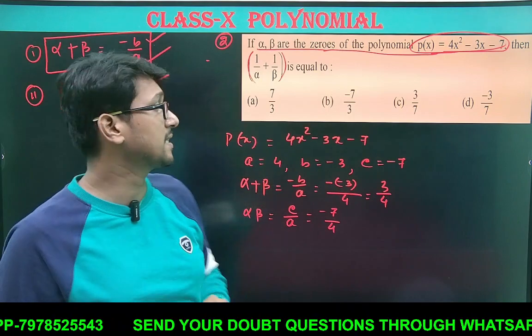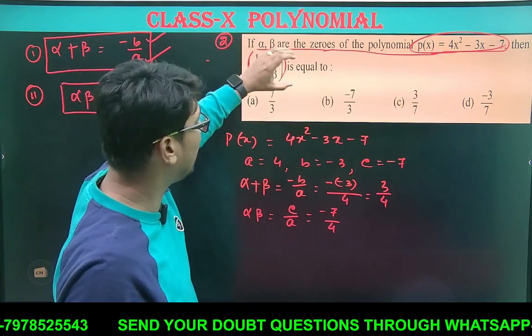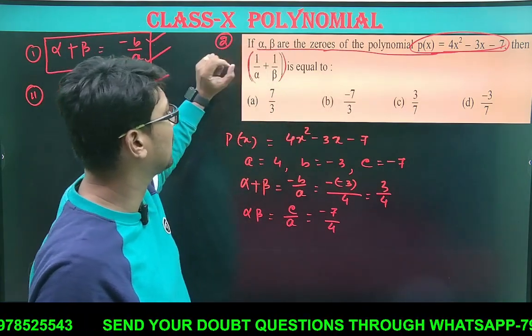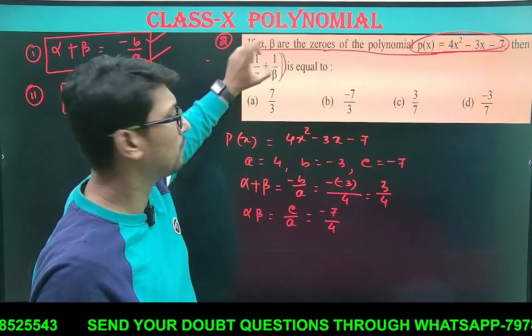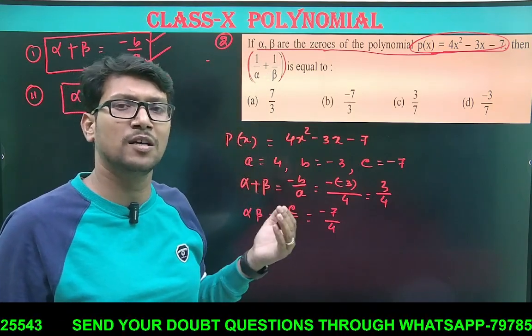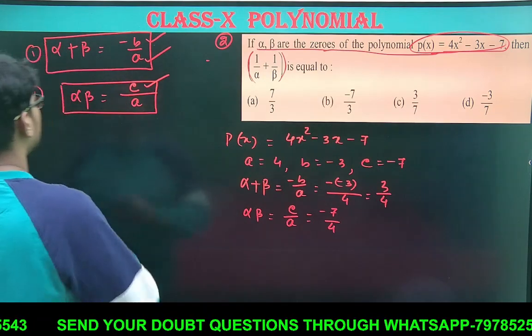But what is the question asking? The question is asking to find the value of 1 by alpha plus 1 by beta. 1 by alpha plus 1 by beta. Let us find it here.